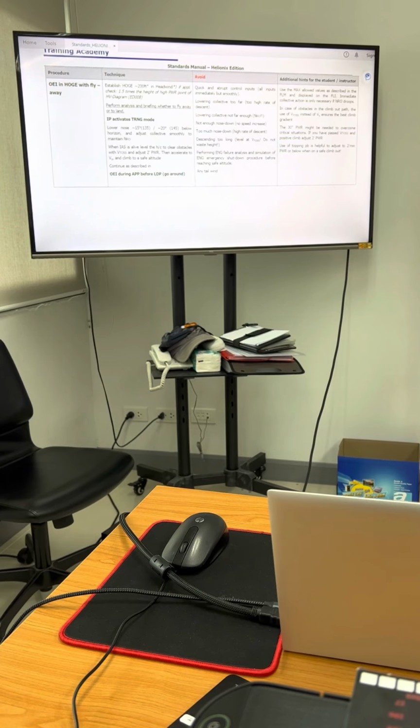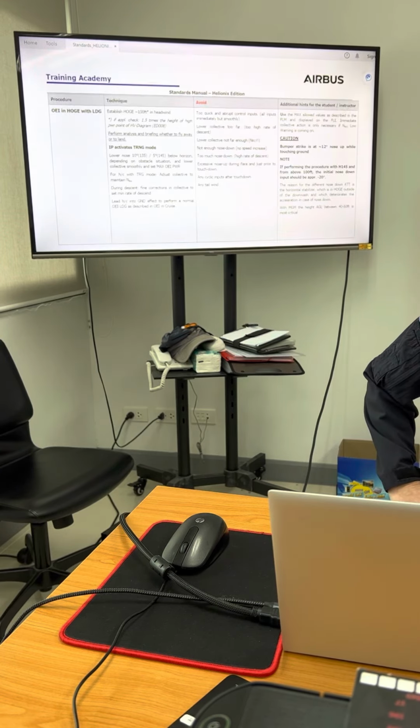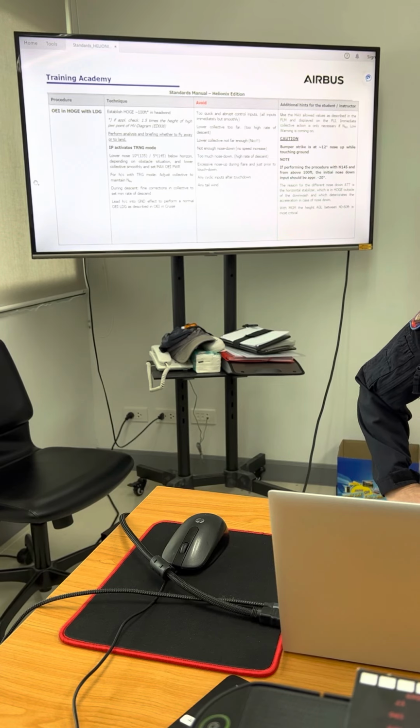If you have passed VTOSS and have a positive climb, adjust to 2-minute power, of course. Use of the topping PB, push button, sorry, is helpful to adjust to 2-minute power or below when on a safe climb out. But this is normally something which should not be written, because this is written in category B, it's not category A. So there we have a mix of Cat A, Cat B. Remember that it's for instructors.